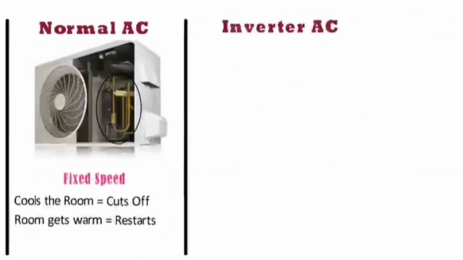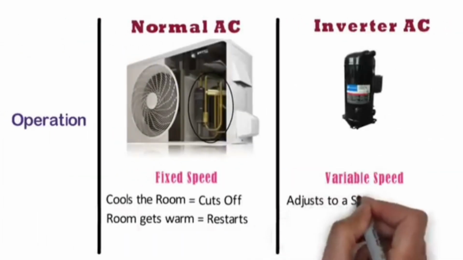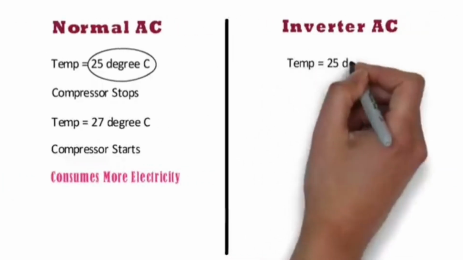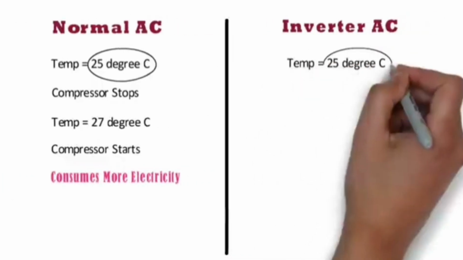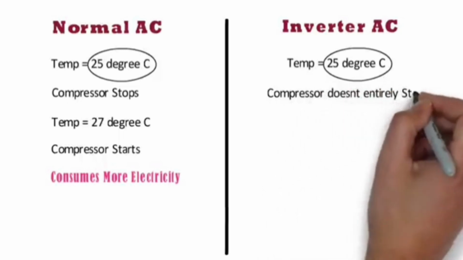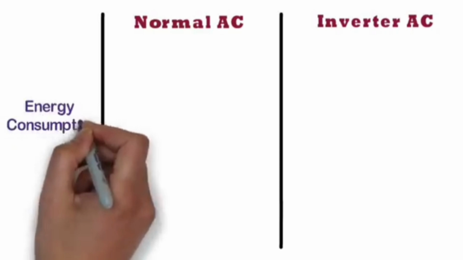In inverter air conditioners, the compressor runs at a variable speed, which means it adjusts to a slower speed when the desired temperature is achieved and speeds up when the temperature rises. For example, if you set a 25-degree temperature and soon 25 degrees is achieved, the compressor doesn't entirely stop but maintains a minimum speed, and when the temperature rises to 26 degrees, it slowly increases the speed and again makes it up to 25 degrees. Energy consumption.